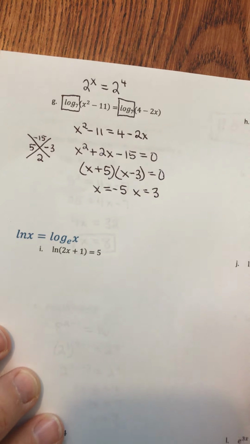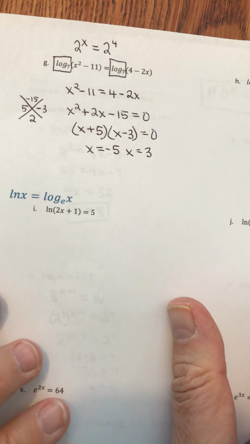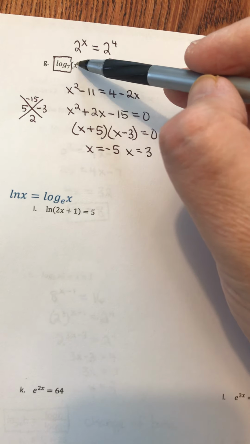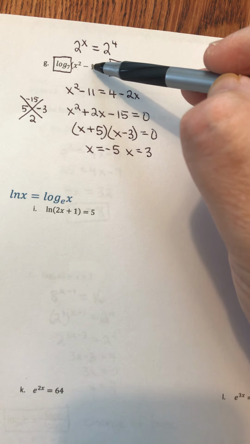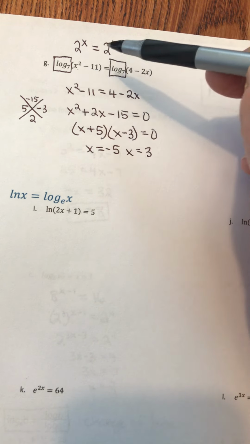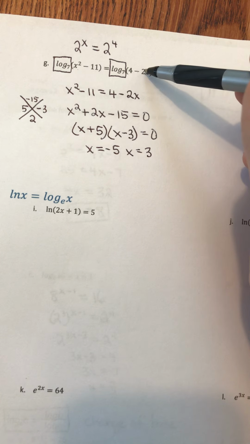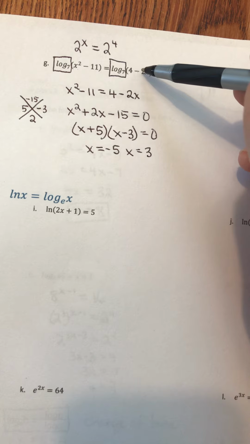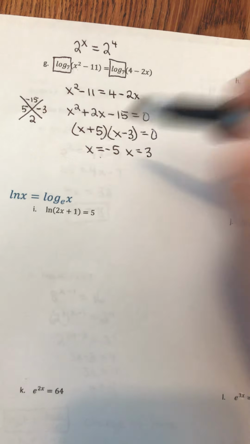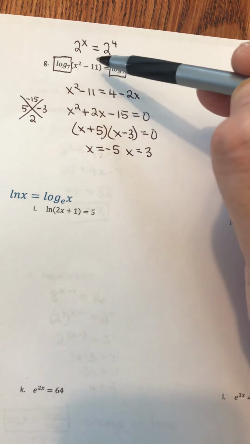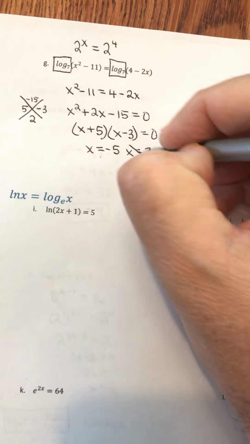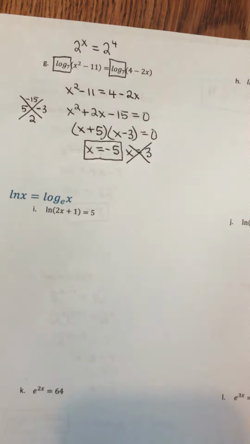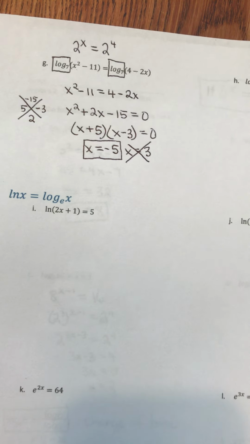But we always have to check when we have a log problem. Do I take the log of a negative? Well, negative 5 squared is 25 minus 11, which is not negative. That's 14. 5 minus 2 times negative 5, that would be minus a negative 10, which becomes plus 4 plus 10 is 14. That works. But 3 squared minus 11 is a negative, and you cannot take the log of a negative value. So there's only one solution to this problem.